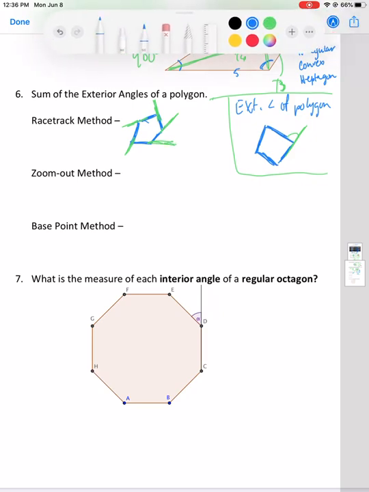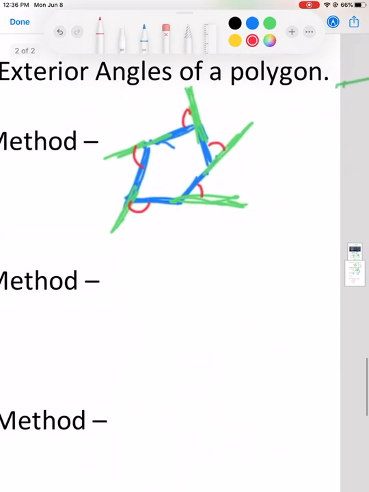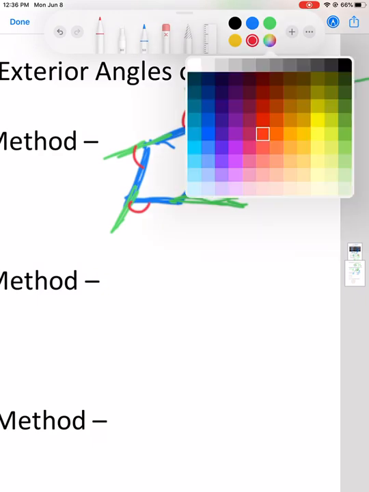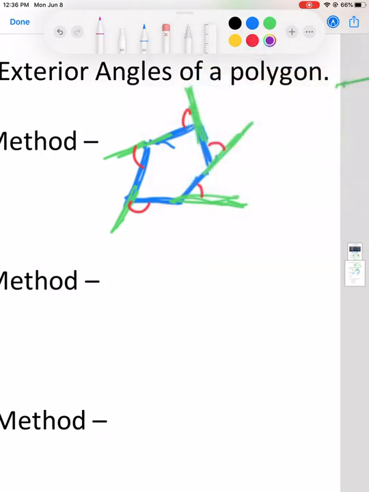And then I want to find the measures of this angle, this angle, this angle, this angle, and that angle. All of the exterior ones. So the racetrack method takes a car. Let's draw us a purple car along a track here. I'm going to start right here and do a rectangle for our car.